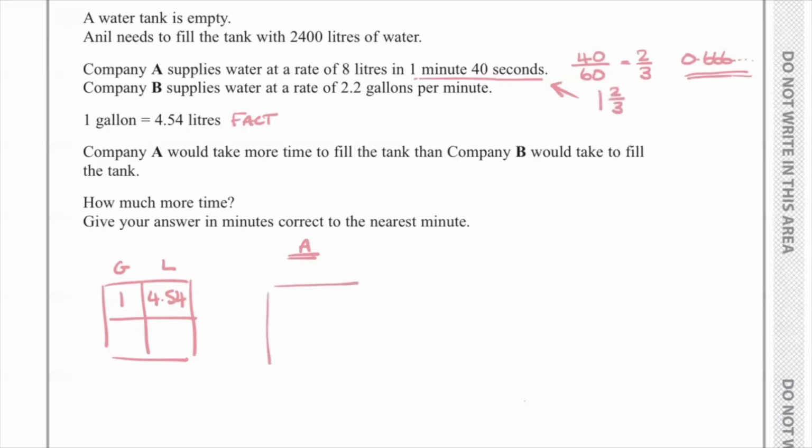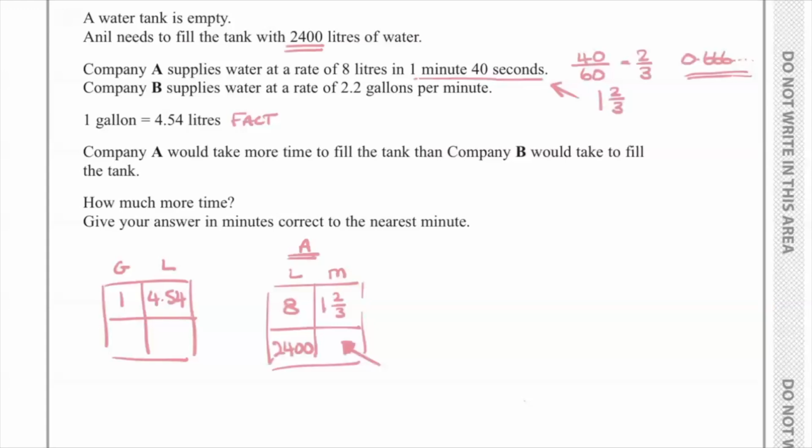And then I'm going to use my boxes and labels. I know that it can fill 8 litres in 1 2/3 of a minute. We've got a total of 2,400 litres. I've got everything I need to now work out that missing value, that time in minutes.